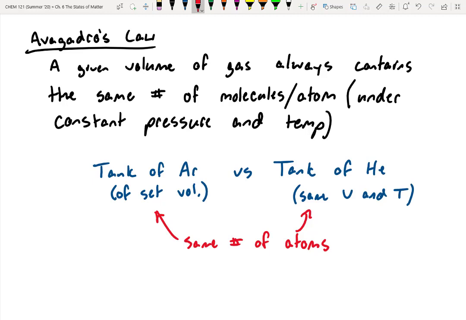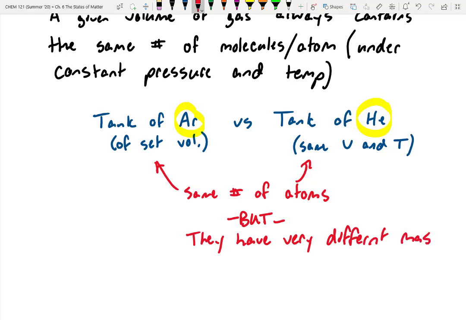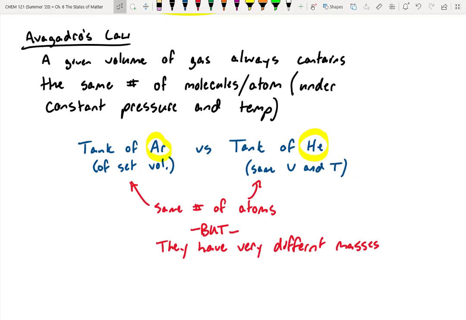But the main thing to think about, though, is if you think about argon versus helium, they have really different masses. If you look at the periodic table, argon is a lot heavier per atom than helium. So this was one of the big breakthroughs that Avogadro's law basically found out, was if you just have a set volume of one gas, you're going to have the same number of molecules or atoms as the equivalent volume of another gas. All right.